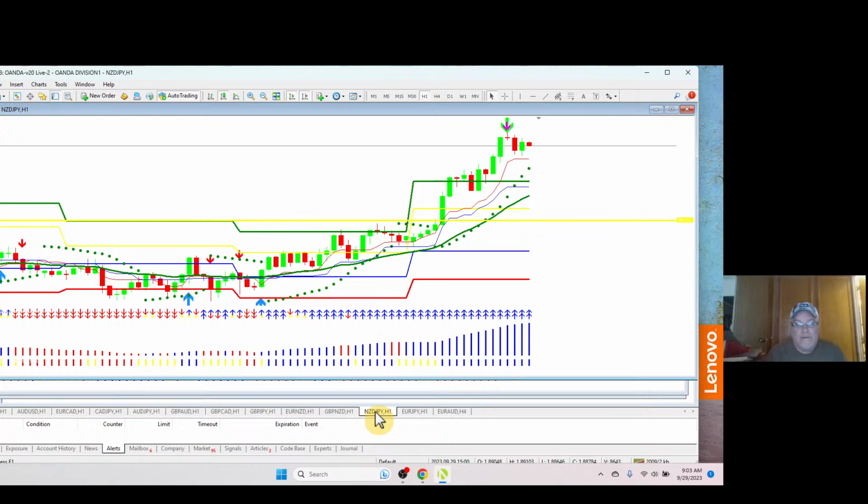Nothing on the New Zealand yen. Let's see, from where I got in, that low is 88. So I was up 13 pips at one time. That was it. And now it's not doing anything. So gotta keep an eye on it.